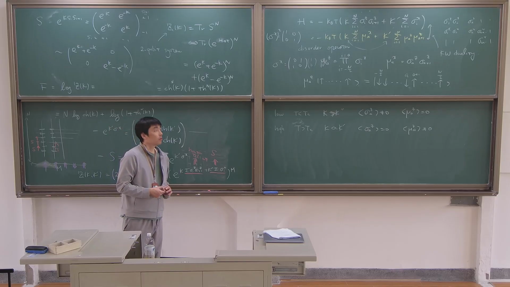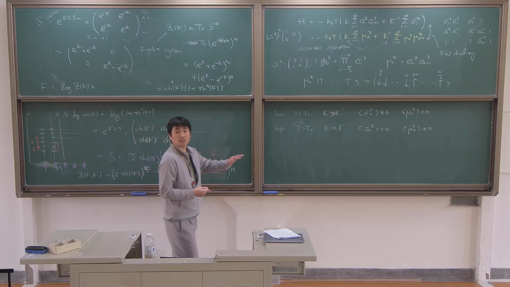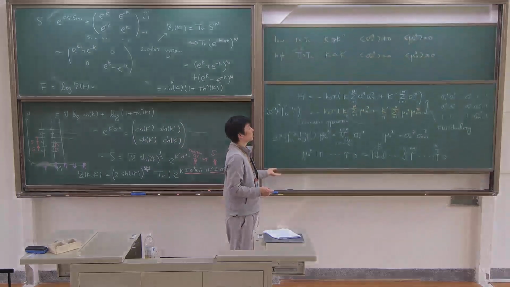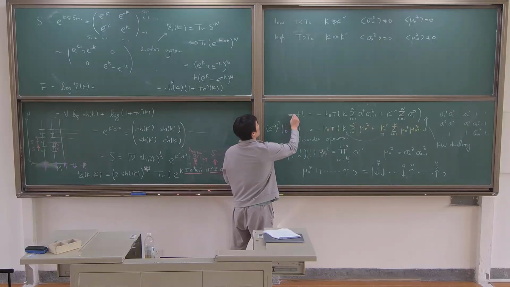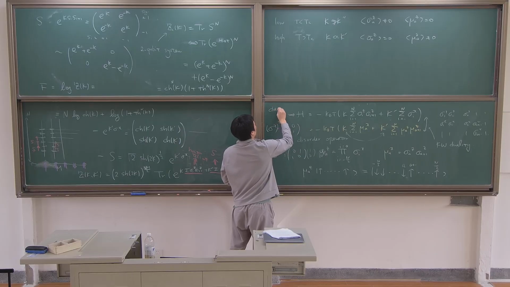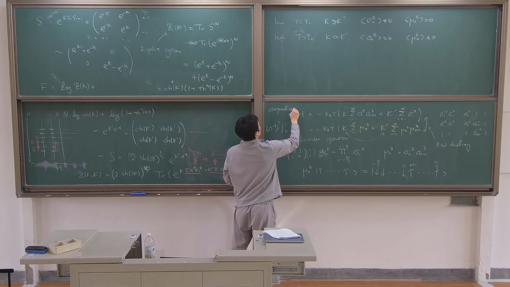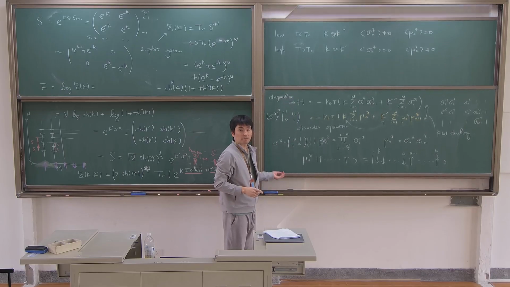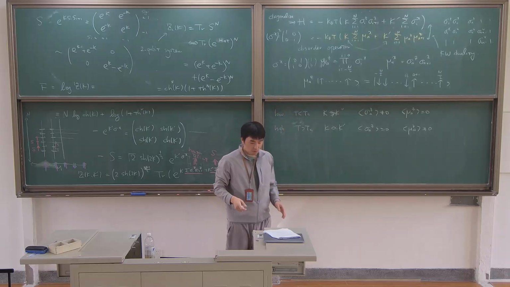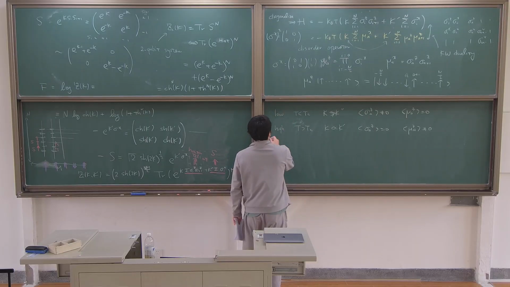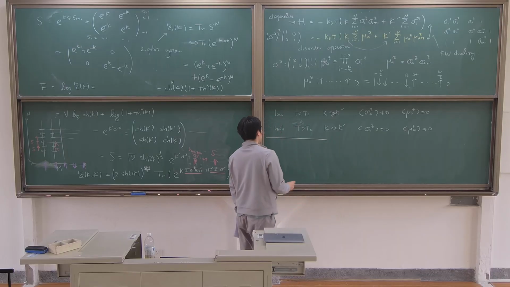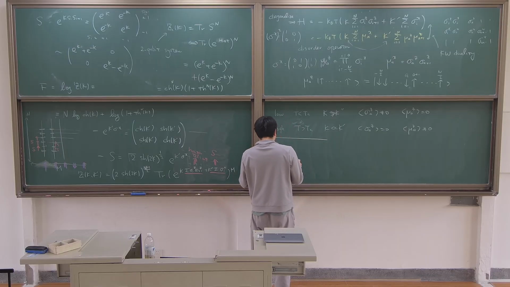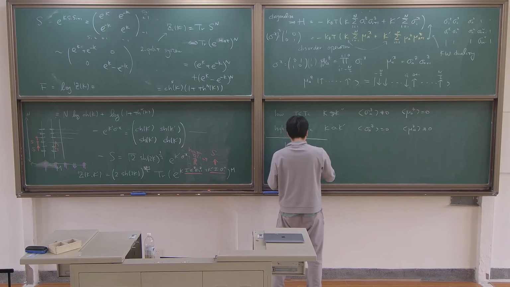Any question at this moment? So now we want to diagonalize this Hamiltonian. That's the next task. To do that, we will use a trick called the Jordan-Wigner transformation. To do that, we introduce the fermion operator.